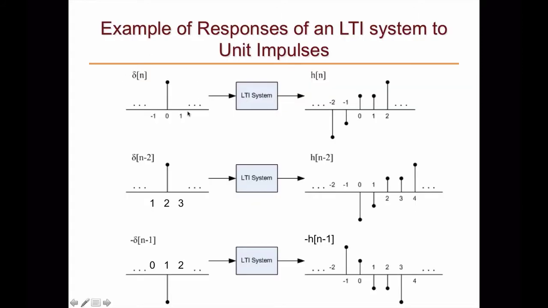If we give the system delta[n] and get the output h[n], and we shift the input by -2, we should have h[n+2]. And if we shift the impulse by -1 and multiply it by -1 as well, we should have the output minus h[n+1], the shifted version of the impulse response multiplied by negative 1.